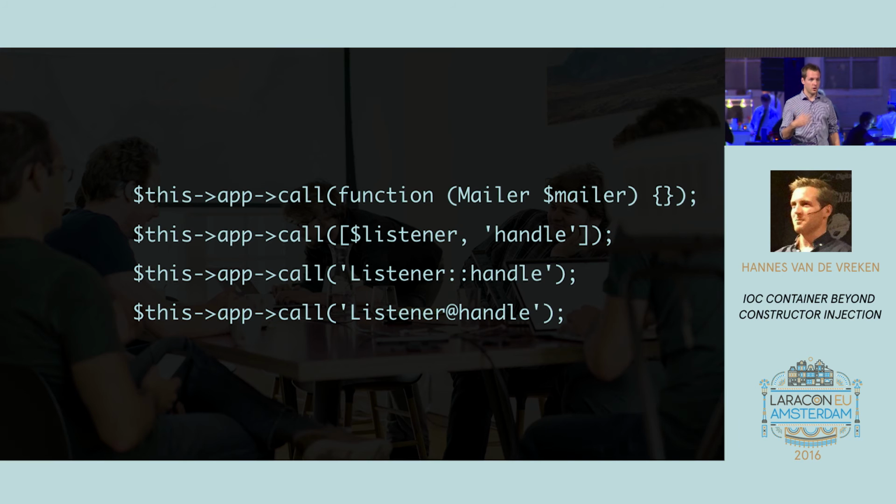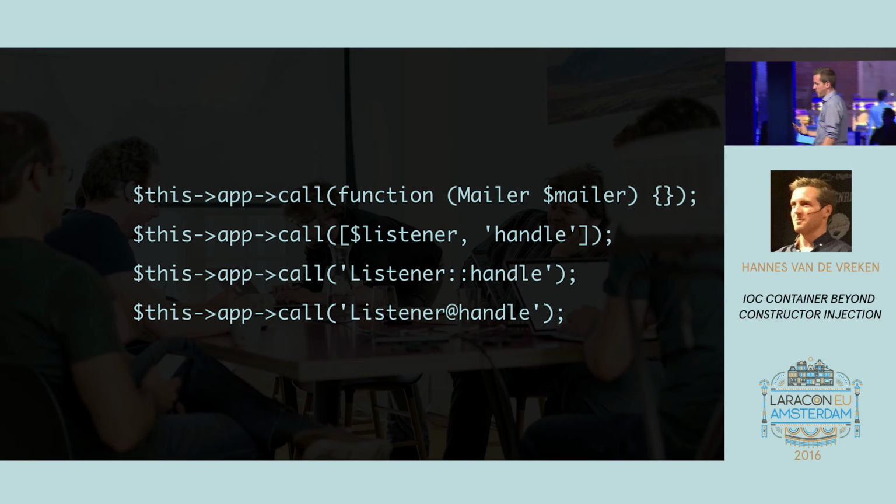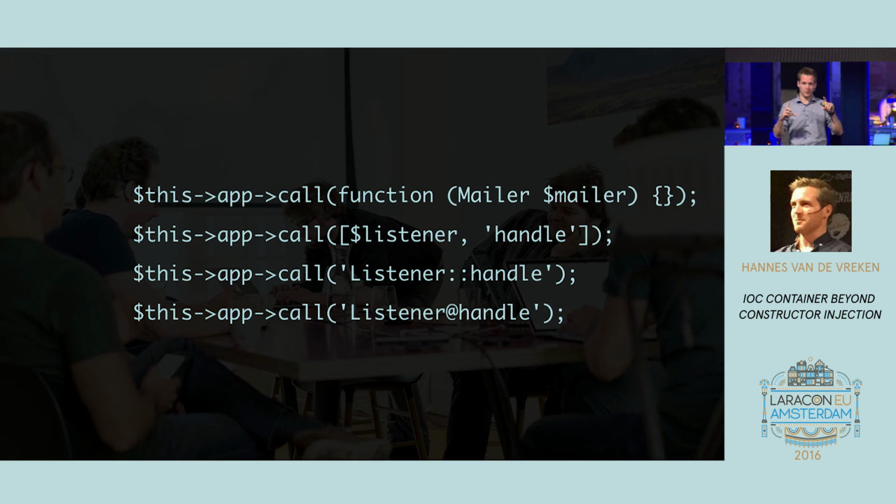We can also use the call method. So besides this->app->make, we can also use call. This call method can be used with an anonymous function. The first 3 examples are exactly the same. So function is a callable, an array with 2 items. The first one is an object, the second is a method name. That's a PHP callable.